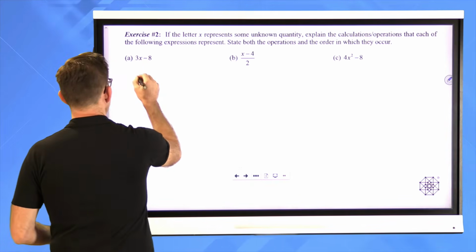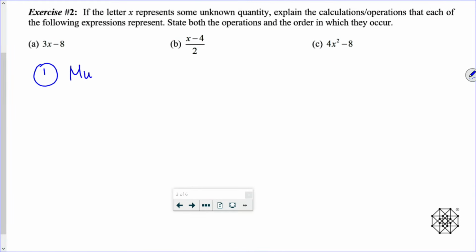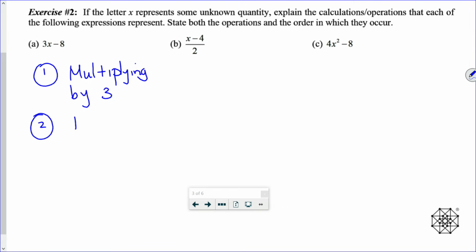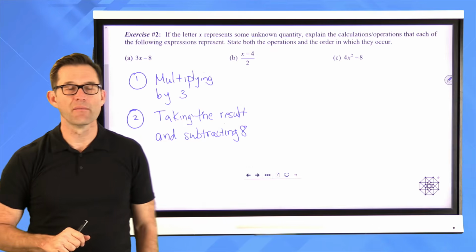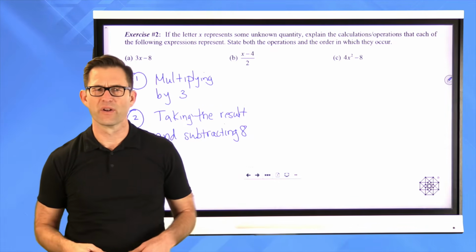Remember that 3 just sitting beside the x means that we're doing 3 times x. So the first thing, right, is we're multiplying by 3, right? That's the first thing. And then we're taking the result and subtracting 8. My handwriting's going to eventually get better. I'm just a little out of practice now that we're in a new course, right?